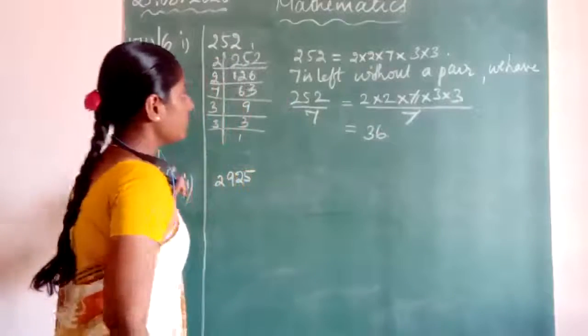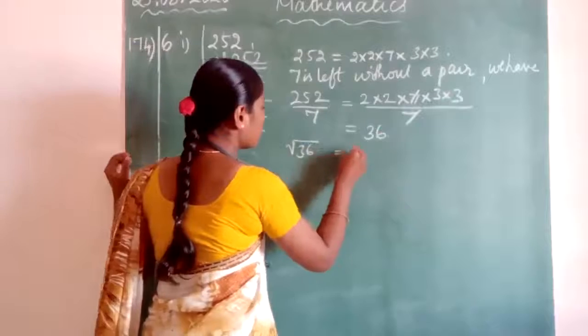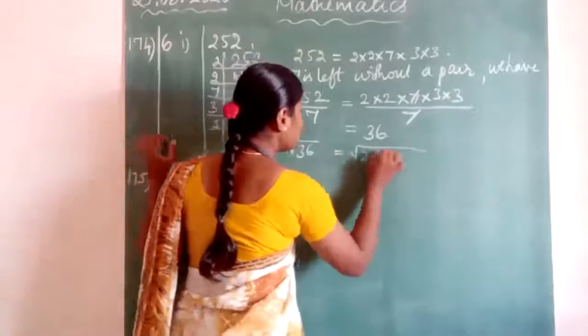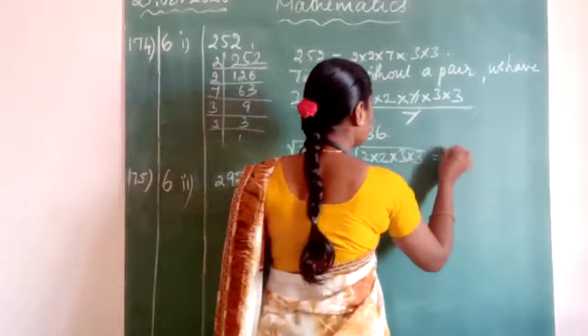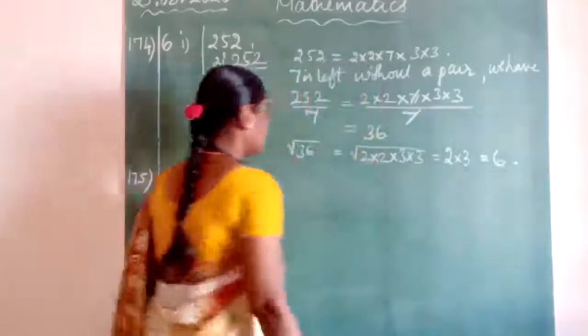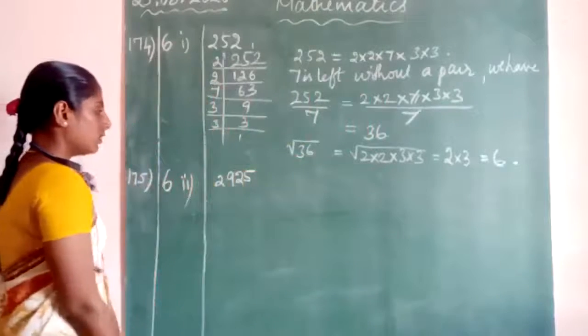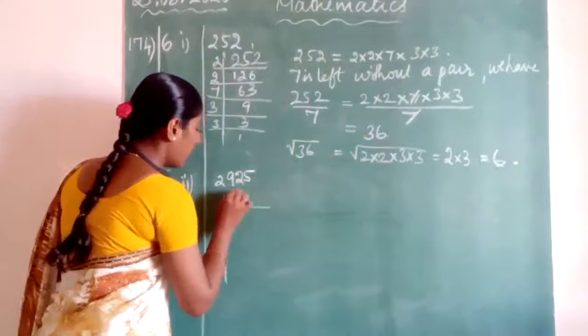Now square root of 36 is how much? It is square root of 2 into 2 into 3 into 3. That is 2 into 3, and that is 6. Is it clear? Okay, now next question, 2925.